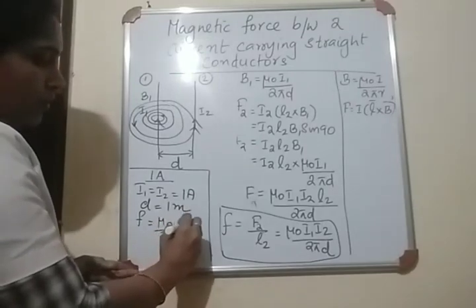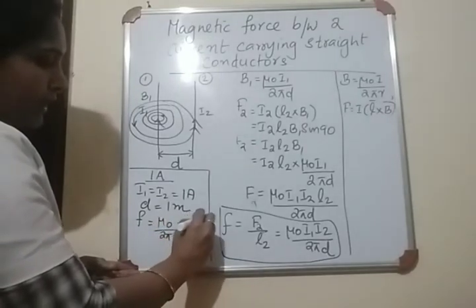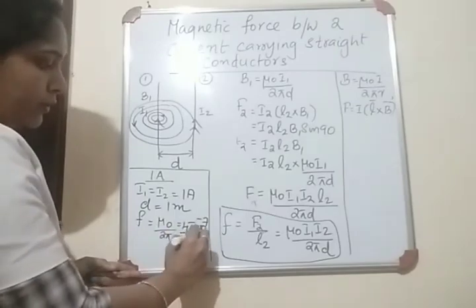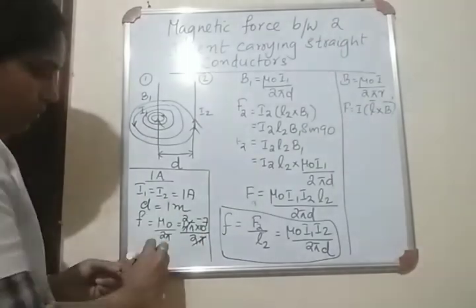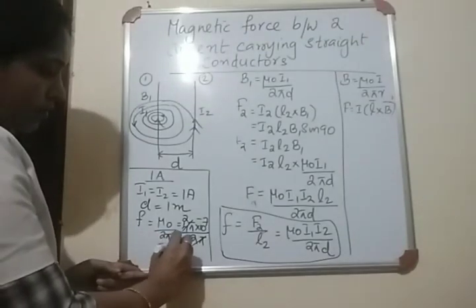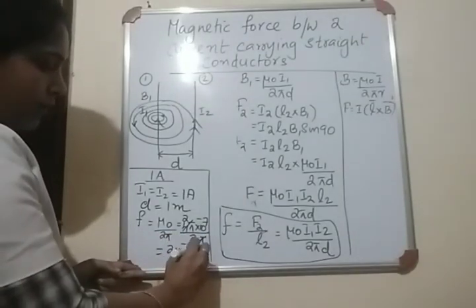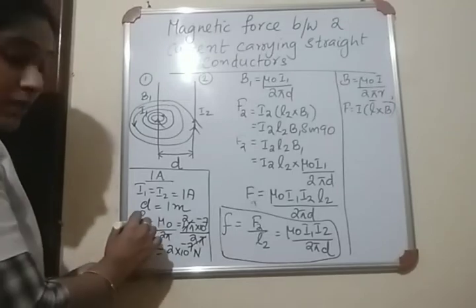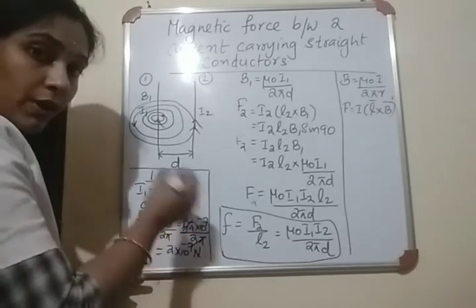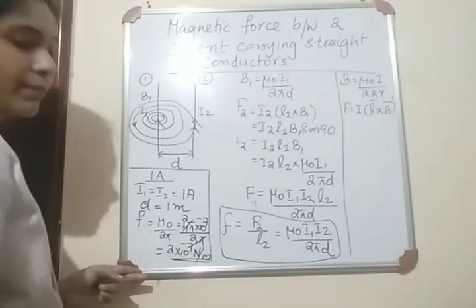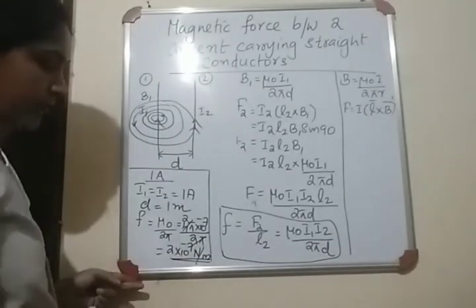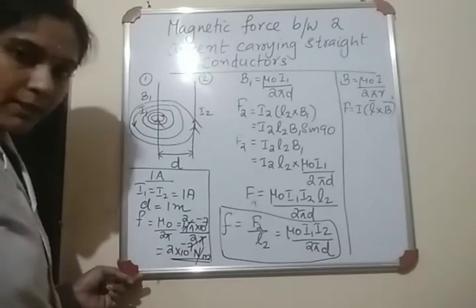We know what is mu 0. It is 4 pi into 10 raised to minus 7. That is mu 0 by 2 pi. That is 2 pi, 4 pi will be 2. You will get 2 into 10 raised to minus 7. And what will be the expression? This is not just force, it is force per unit length. So the expression will be Newton per meter. So 2 into 10 raised to minus 7 Newton per meter.